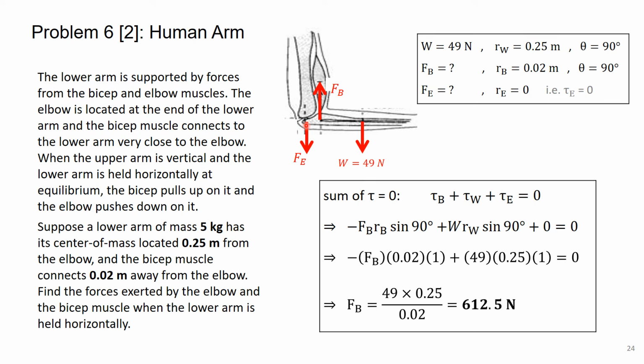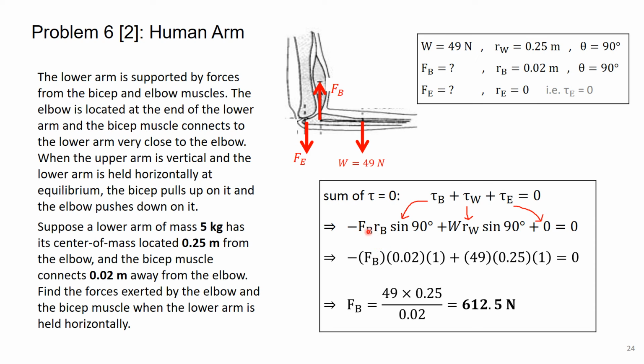If the elbow is the pivot, the weight will be trying to turn the lower arm clockwise, and the bicep force will try to turn the lower arm counterclockwise. So the bicep force creates negative torque, counterclockwise torque. For the bicep torque, plug in negative force times R times sine of 90. For the weight torque, plug in the weight times R value times sine of 90, and the torque of the elbow is 0.